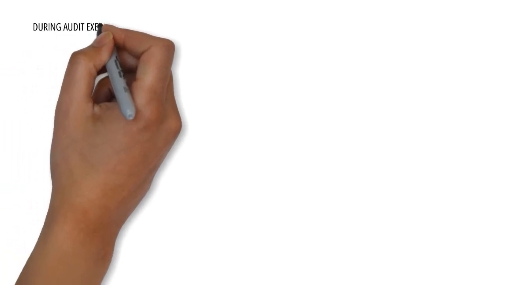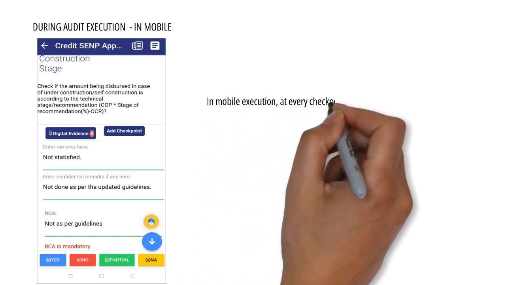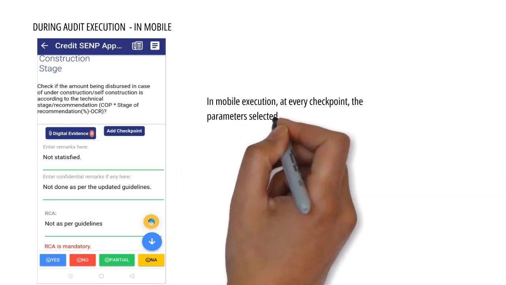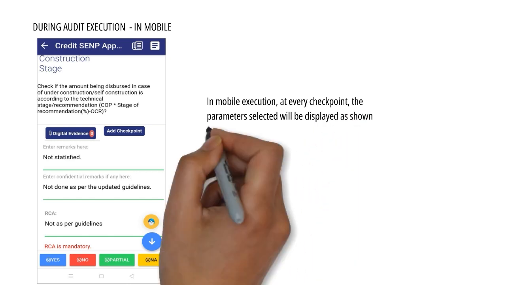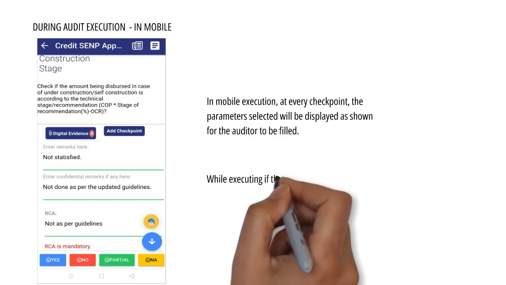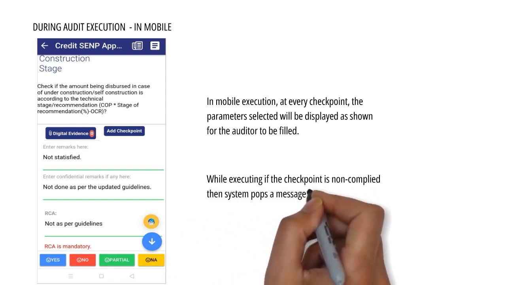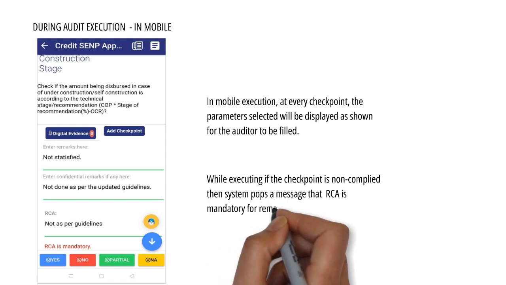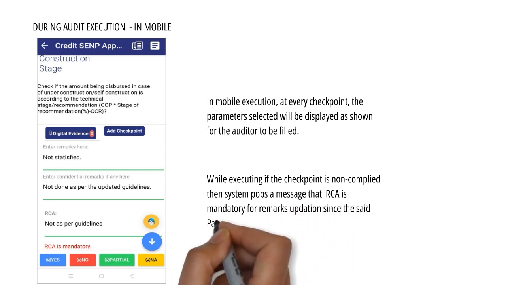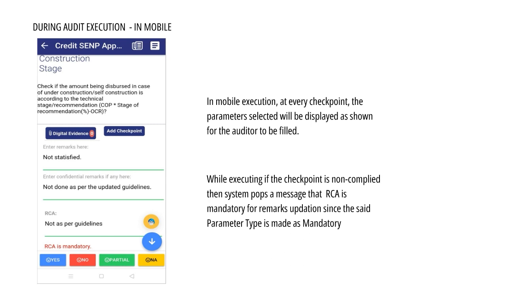During audit execution, in mobile. In mobile execution, at every checkpoint, the parameters selected will be displayed, as shown, for the auditor to fill. While executing, if the checkpoint is non-complied, then the system pops up a message that RCA is mandatory for remarks updation, since the said parameter type is made mandatory.